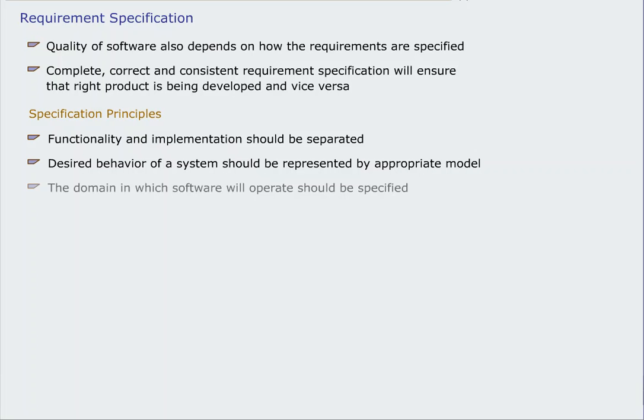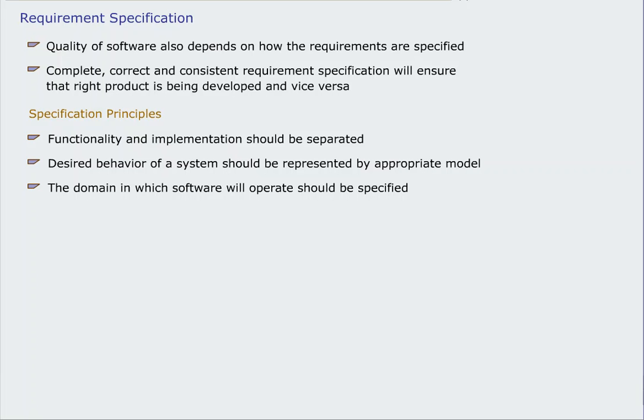Number 3. The domain in which software will operate should be specified. The interaction among domain components and software should be clearly specified. This means the task software is supposed to perform should be clearly understood. Suppose software uses a database which is located on an independent data server and the data server crashes, then this failure should not be attributed to the particular software.